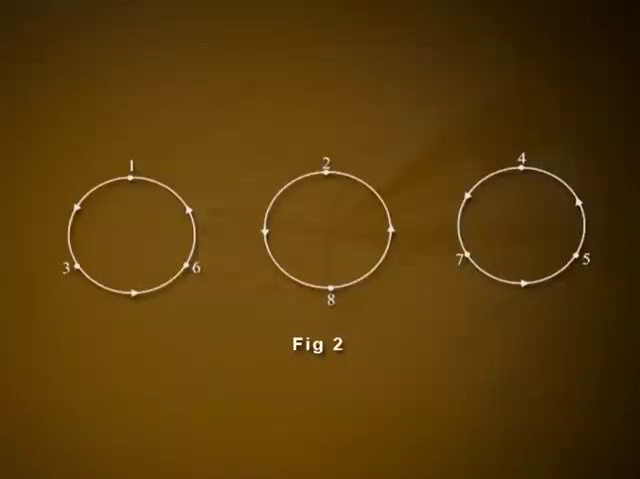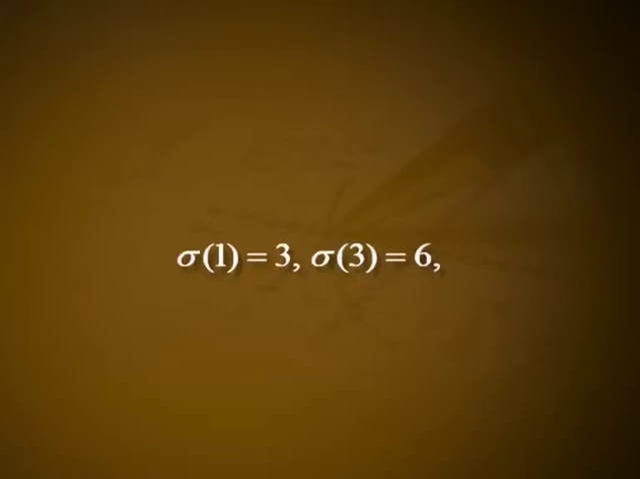Referring to example 12, the orbits of sigma, which maps 1 to 3, 2 to 8, 3 to 6, 4 to 7, 5 to 4, 6 to 1, 7 to 5, 8 to 2, equation number 2, are indicated graphically in figure 2. That is, sigma acts on each integer from 1 to 8 on one of the circles by carrying it into the next integer on the circle, travelled counterclockwise in the direction of the arrows. For example, the leftmost circle indicates that sigma of 1 is equal to 3, sigma of 3 is equal to 6 and sigma of 6 is equal to 1.